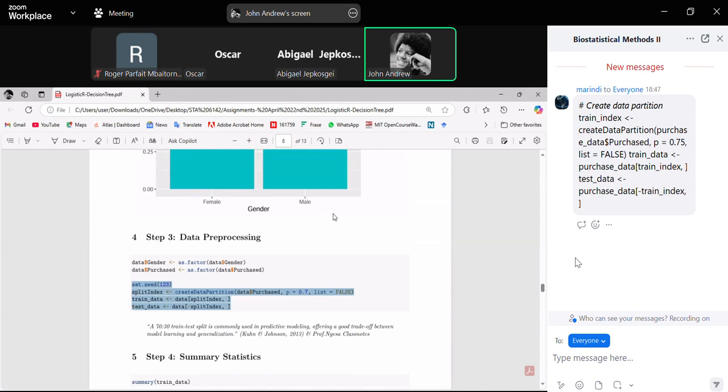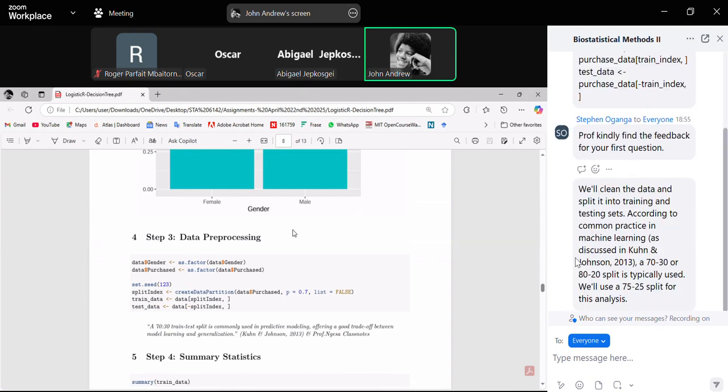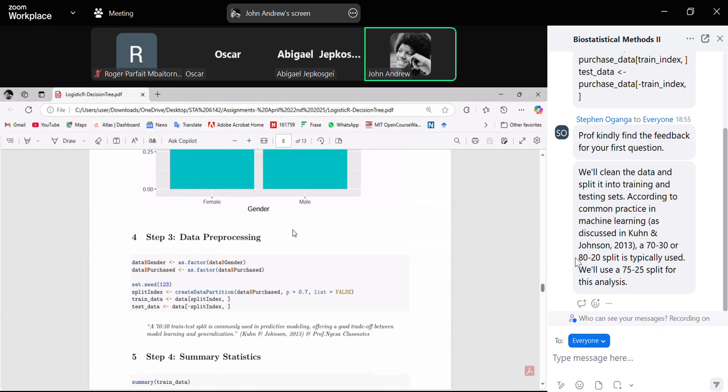After doing that, we went to data pre-processing, where we classified gender and purchase as factors using that code. We split the data set using that code. I think this is the same code that has been explained by the previous group. In our case, we used a 70-30 train-test split, which is commonly used in predictive modeling, offering a good trade-off between model learning and generalization. We quoted the book we got it from, and also highlighted Prof's class notes.